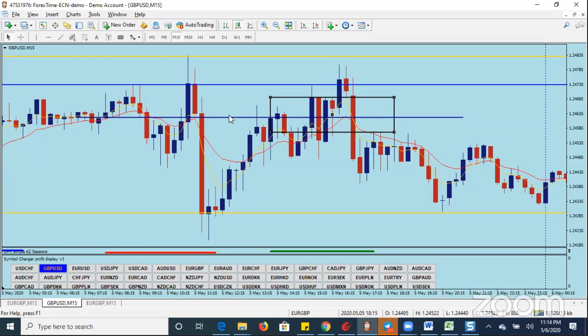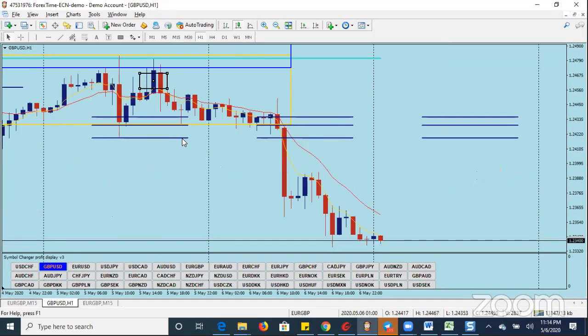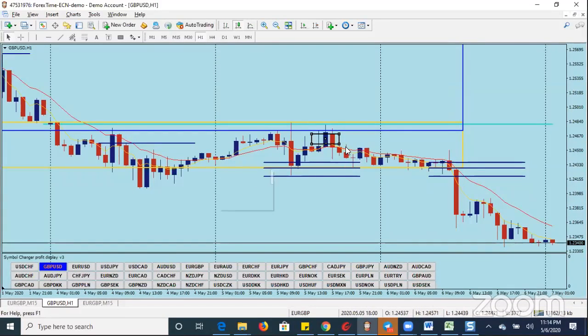Now, I have a friend who doesn't like using the 15 minutes. He would rather use the 1 hour because fake outs are more prone on 15 minutes, even though 15 minutes will give you a higher win ratio. If we go down to the H1, so we had this order block responsible for this high. We had this order block here responsible for this high. Price broke beneath the order block responsible for this high initially. Price broke beneath it. We would be reselling at a retest.